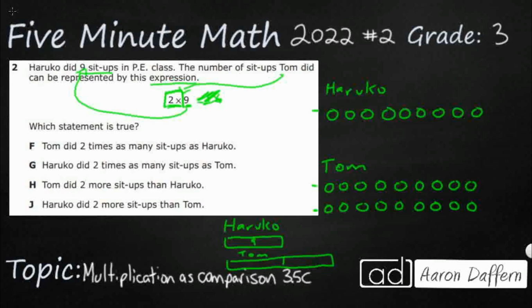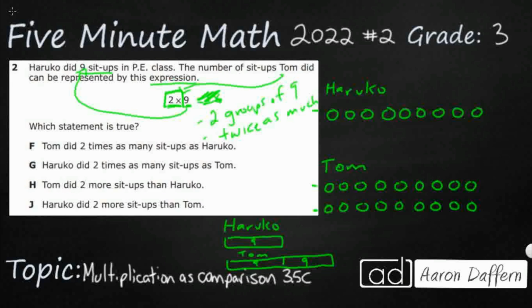The reason why this is important is because sometimes when we are looking at multiplication, it means 2 groups of 9, so we can think of it as an array. But sometimes it doesn't mean that. Sometimes it just means comparison. Twice as much. So it doesn't necessarily mean 2 groups of something, it just means twice as much.